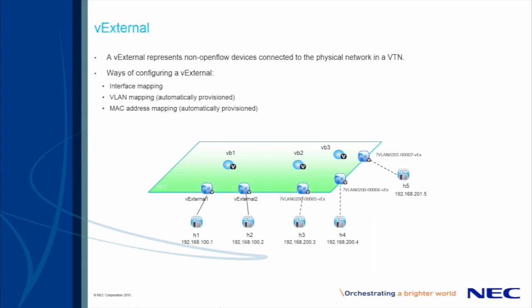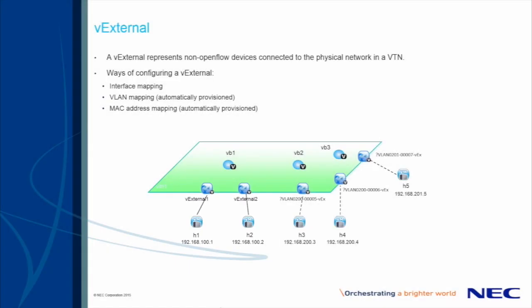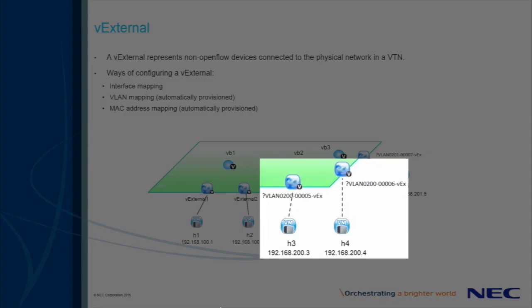In this slide, we illustrate the concept of the vExternal. A vExternal is like a gateway to ensure external hosts, such as servers, VMs, or network devices, are mapped to a specific virtual tenant network. There are three methods for mapping external hosts. The first is by physical interface, which is the method used for vExternal1 and vExternal2, which map to the H1 and H2 external hosts. The second is by VLAN ID, which is the method used for H3 and H4.